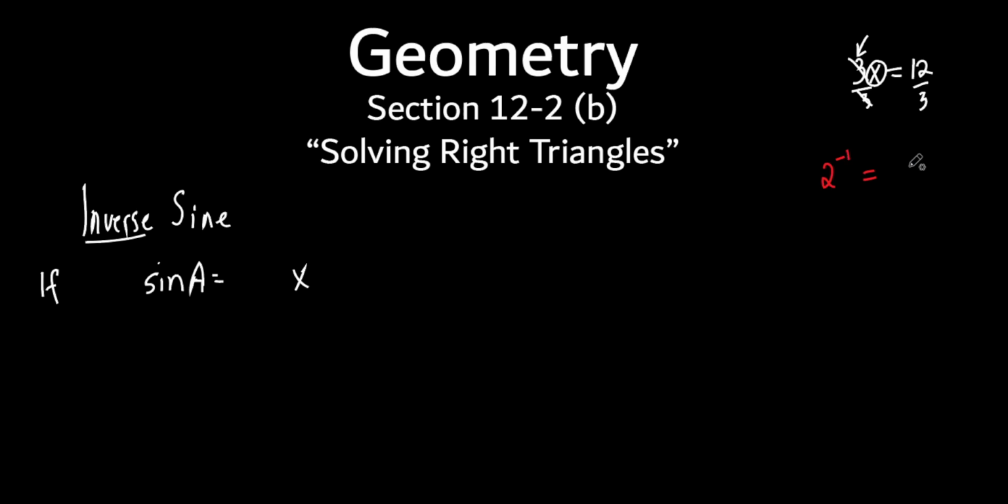So 2 to the negative first means we take the inverse of 2, or the reciprocal of 2. So it's 1 over 2. Very good. Everybody hear that?